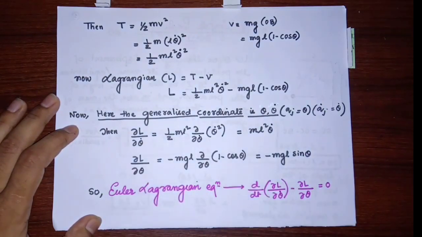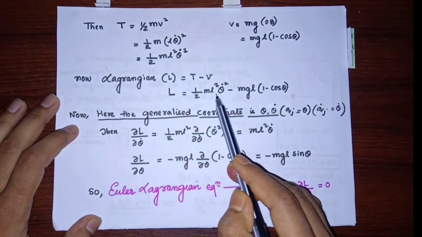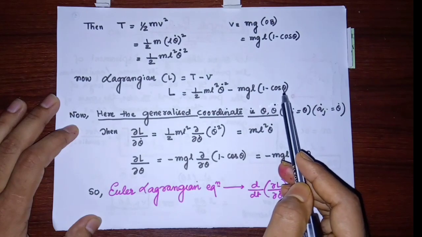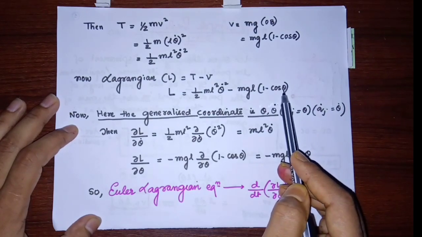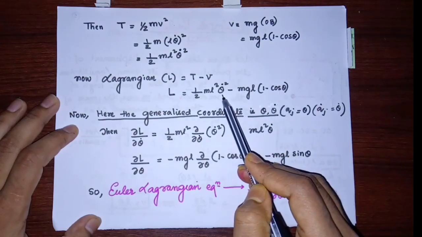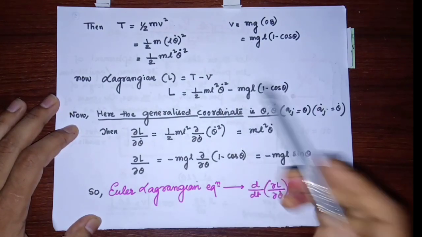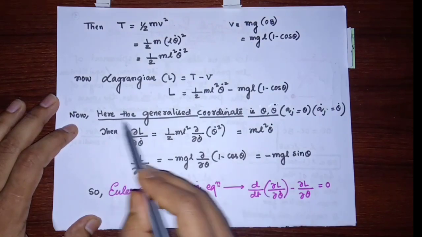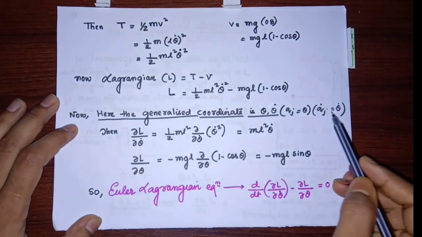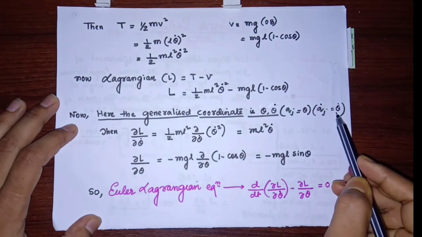To find the equation of motion, we have to solve the Euler-Lagrange equation, or put some values into the Euler-Lagrange equation. So first you have to understand the generalized coordinates. Everything is constant, but only theta determines how the pendulum is moving. So theta is a generalized coordinate, and theta dot is also a generalized coordinate, because theta dot is equal to d theta by dt. So the generalized coordinates are theta and theta dot. So q j is equal to theta, q dot j is equal to theta dot.